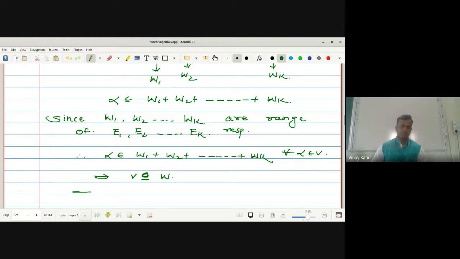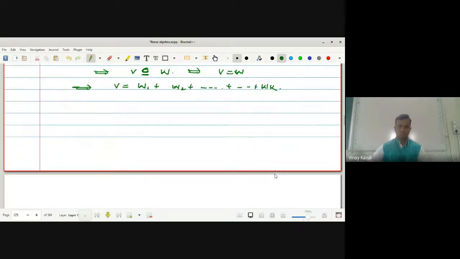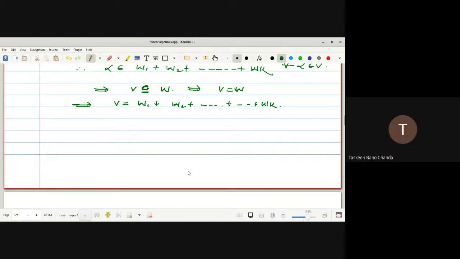So that means V is equal to what? W1 plus W2 plus up to so on WK. What is W? W is equal to W1 plus W2 up to so on WK. Is it correct? Understood how this came? Yes, sir.